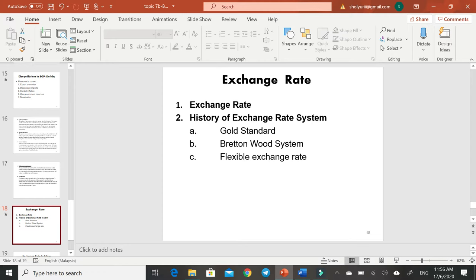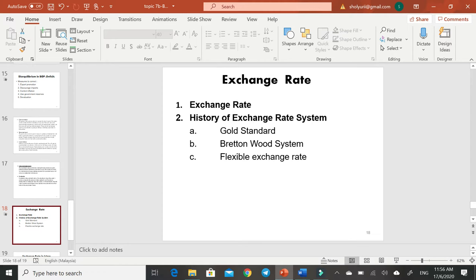So exchange rate ni tidak semudah 1 RM equivalent to 1 yen, because the currency of our country is not the same with other country. So high income country, their currency will be higher, will be much more valuable.